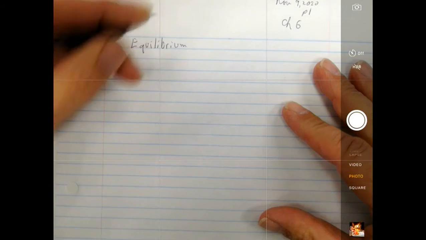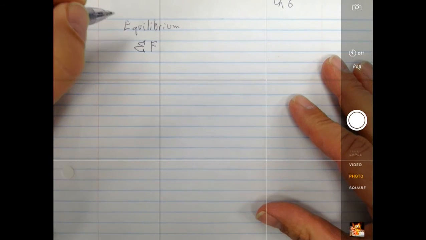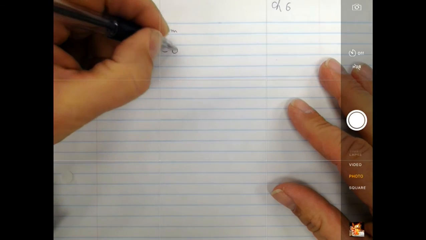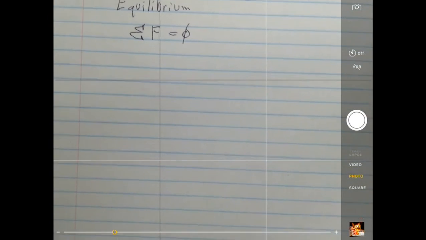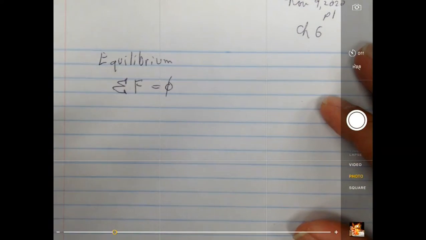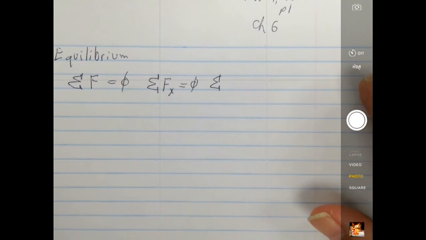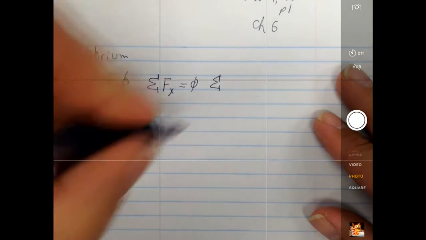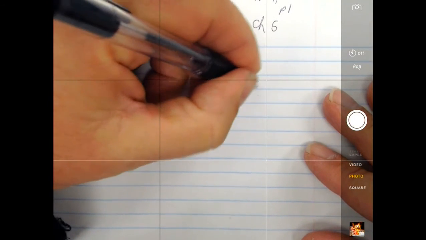Equilibrium means the sum of all the forces add up to zero. In particular, we're saying the sum of all the forces in, let's say, the x-axis add up to zero independently, because motion in one direction is independent of motion in the perpendicular direction. The sum of all the forces in the y-axis would have to add up to zero.